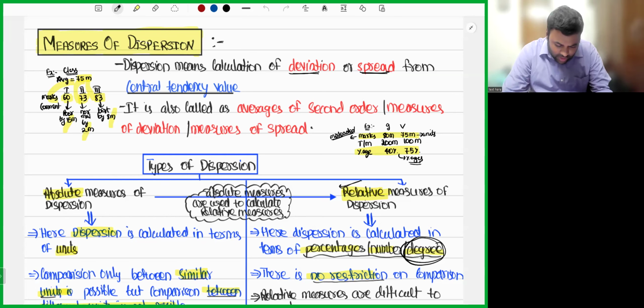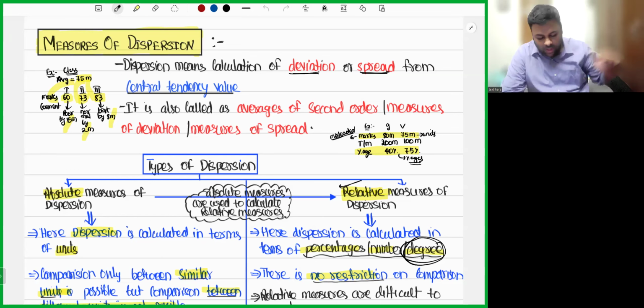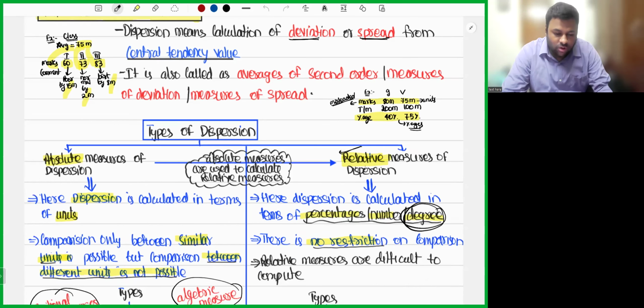So if you see, my dear friends, first we understood the meaning of dispersion, right? Dispersion means we are trying to calculate the deviation of observations from the central tendency value. To calculate the deviation of observations from the central tendency value, we call it dispersion. It is also called measures of deviation, measures of spread, or averages of second order, right? Next, I said we have two types of dispersions: absolute measures of dispersion and relative measures of dispersion.